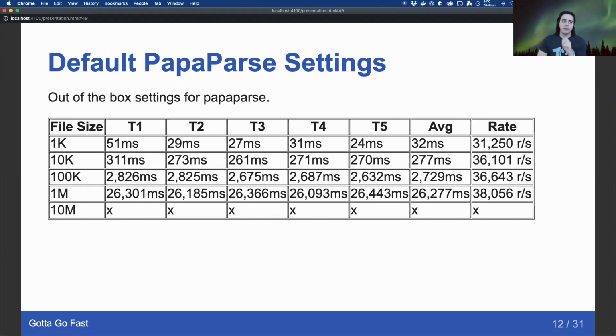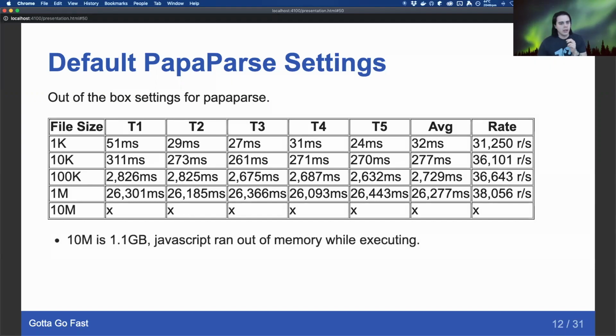We did run into a problem at 10 million records. This 10 million record file is 1.1 gigabytes of data, and JavaScript ran out of memory while trying to parse. So given that our maximum file size is 30 million, which would be roughly 3.3-ish gigabytes, we knew that this isn't a viable option, but it gave us a starting place. Luckily, PapaParse has a bunch of other configuration options. So we did some performance tuning. We tried, I think, 15 different sets of configurations.